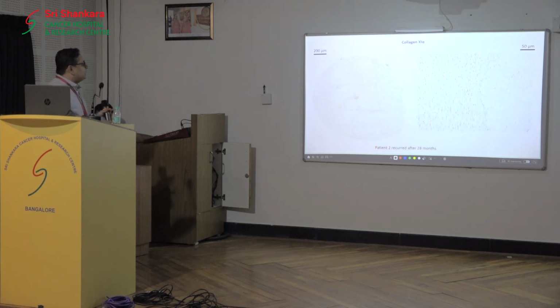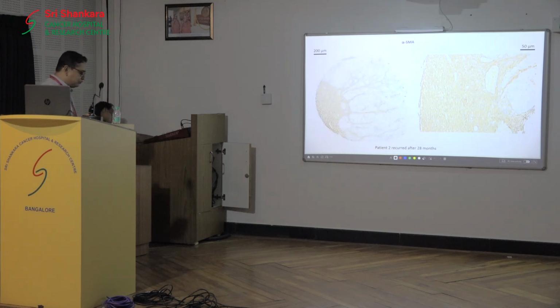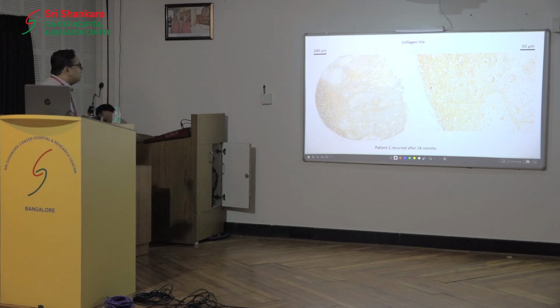Then we compared with others. Patient 1 recurred within 28 months. You see that collagen 11 expression is mostly in the stroma, not so much in the tumor. Also, lipin is not expressed, and SMA is mostly stromal expression, and this one is also stromal expression, with both expressed in collagen 6.